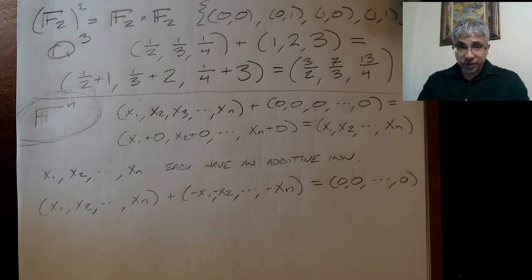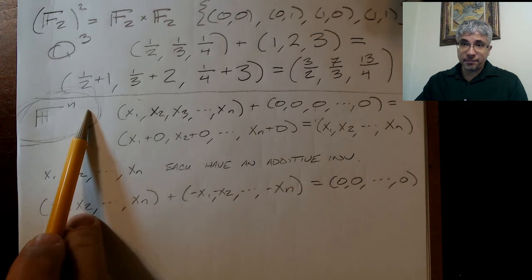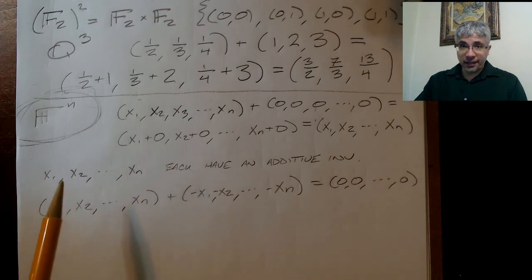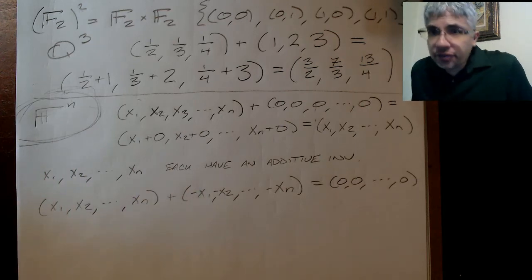So this is not going to create a new field. Taking a field and taking n copies of it does not make a new field. But what it does do is it makes a place where we are still allowed to add, and we have an additive identity, and we have additive inverses. And there's something else we could do.